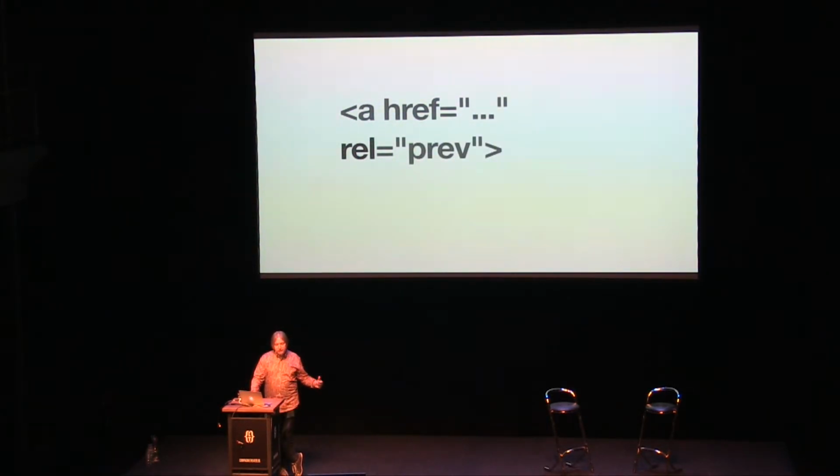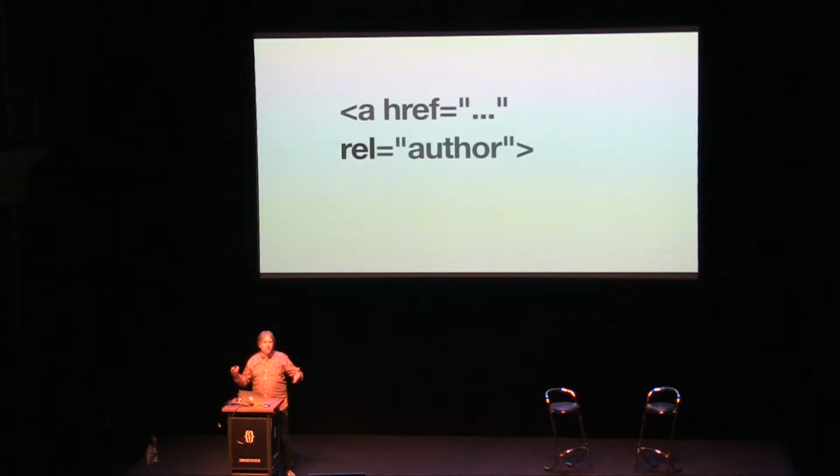Rel equals prev means that the linked resource has the relationship of being the previous document to the current document. Rel equals next means that the linked resource has the relationship of being the next document after the current document. Rel equals author means that the linked resource has the relationship of representing the author of the current document. You get the idea.